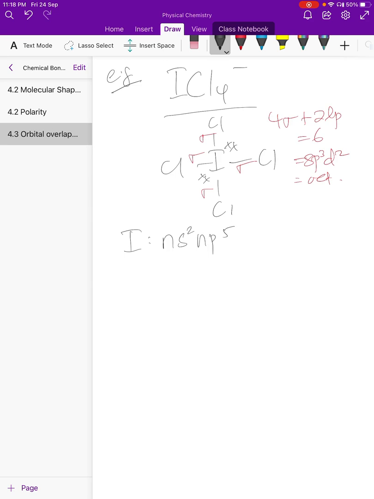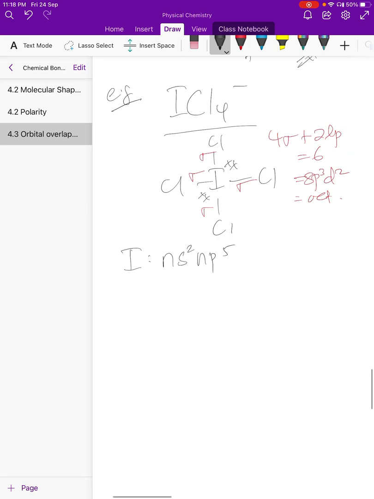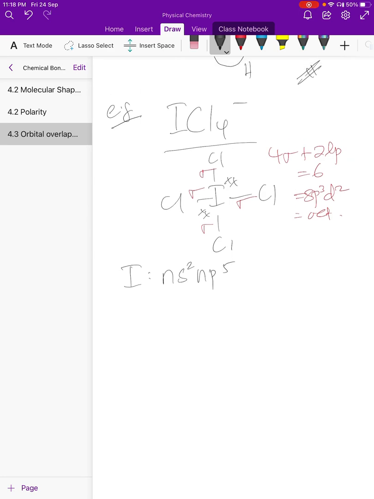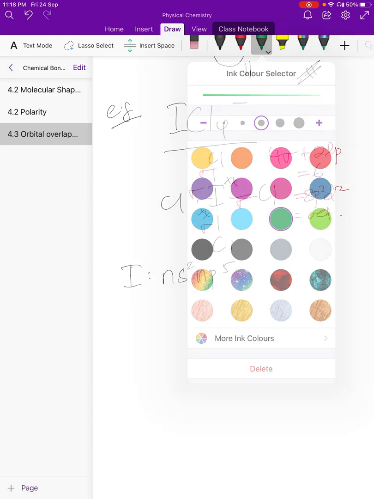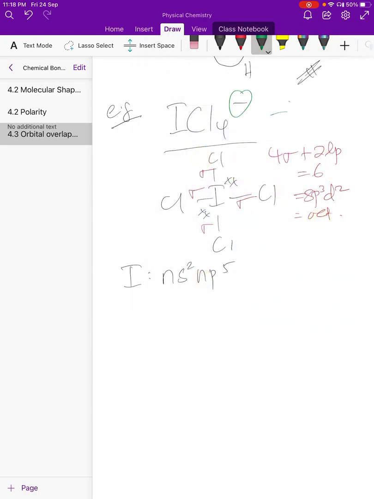Now, what is the difference between the charged and non-charged molecules? For the charged molecules, we have to calculate the formal charge. Okay, so very quickly, I calculate the formal charge. This is 2, 4, 6. So 7 minus 6 is 1. 1 minus 1 is 0. So this is 0. That means all the chlorine atoms have formal charge 0.